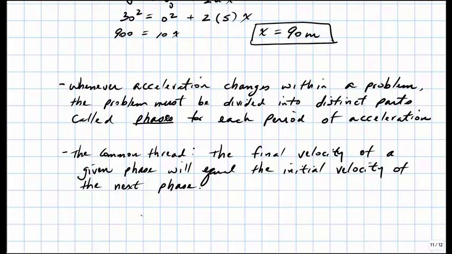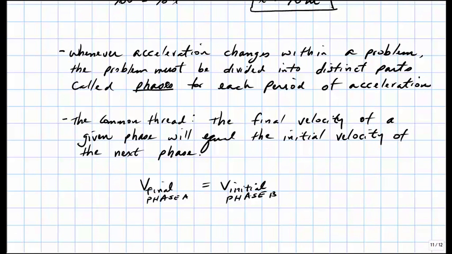Stated concisely, we can write that V final in, let's say, phase A, which would be our first phase, will equal V initial of the next phase, which we typically label as phase B. And please keep in mind that V final in phase A is labeled as V, and V initial of any given phase is labeled as V0.